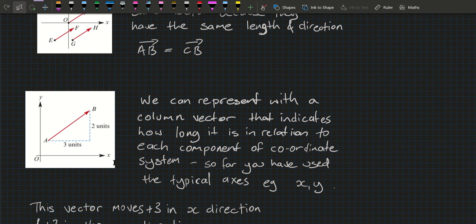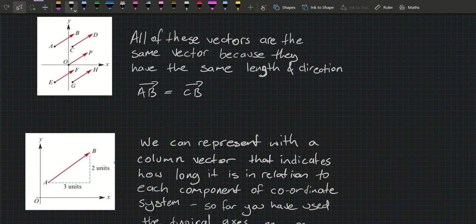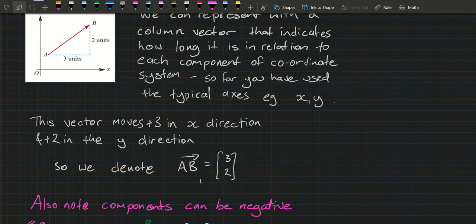And you can represent them as column vectors. So in this case, if we're focusing on our x and y components, then this one moves 3 in the x and 2 in the y. And if you go back to the other ones, that's exactly what it means to be the same: from the start to the tip, you would move the same distance in the x direction and y direction for all of those. Okay, and you can represent it as that.